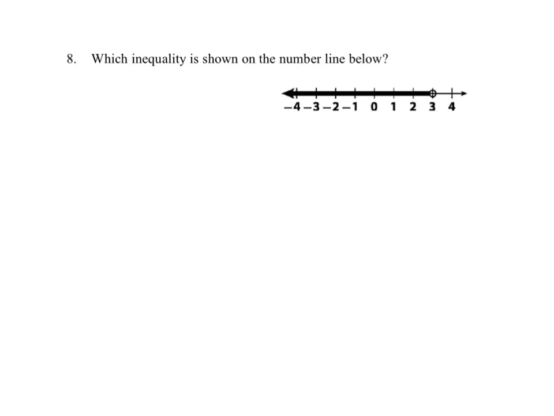Number 8. Which inequality is shown on the number line below? The number 3 is where the line begins. It is not shaded, so that means that it is not equal to 3. It continues to the left, which means x will be less than 3. Now you try question number 8 on your homework assignment.